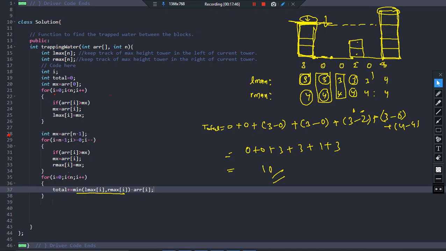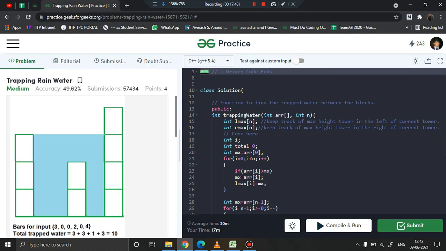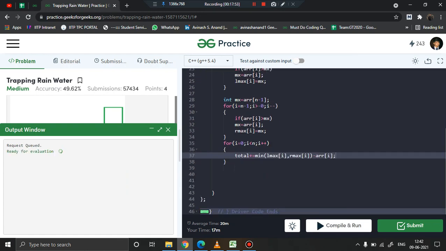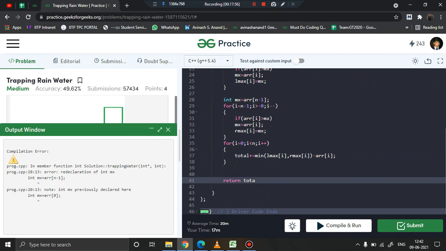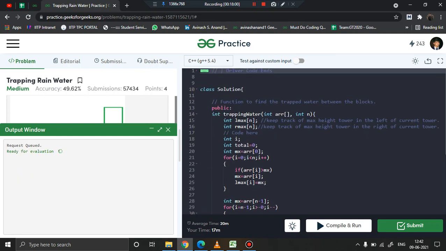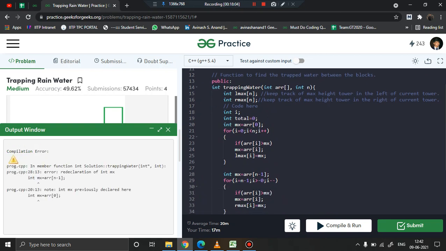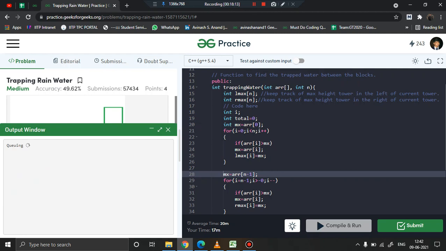So that is the answer to this particular question, and let us see how this particular problem works. I'll not make the video lengthy. I'm sorry, we have to return the total. So return total. Yeah, we have to return the total, and the variable mx should also be declared. So yeah, it is declared here, no problem. mx was previously declared here. What is the problem? Why am I declaring it again? That is the problem.